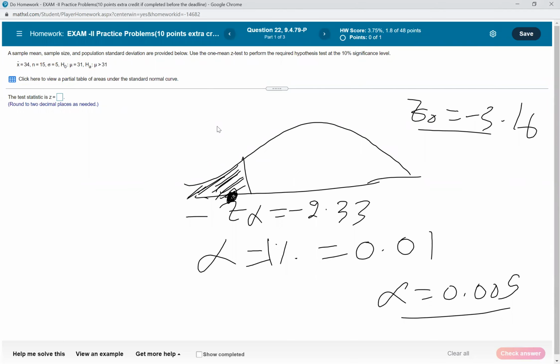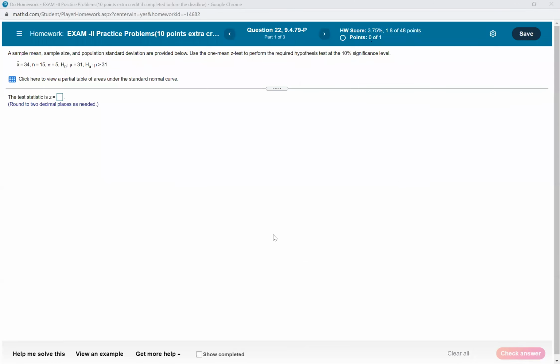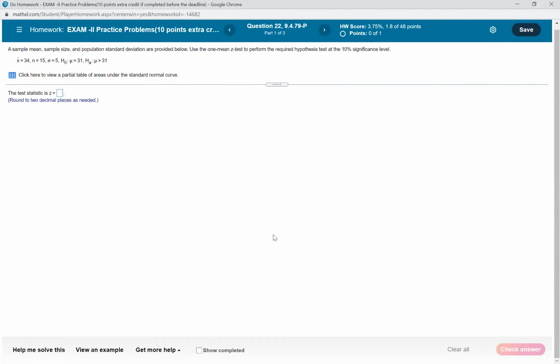Okay, so the next problem is a similar type of problem, but this is a right tail test. So here you need to also do the z-test. Let me erase all the drawings. Here we have x bar, we have sigma, and we have the alternative. The alternative is mu greater than 31, so that means the test is a right tail test.